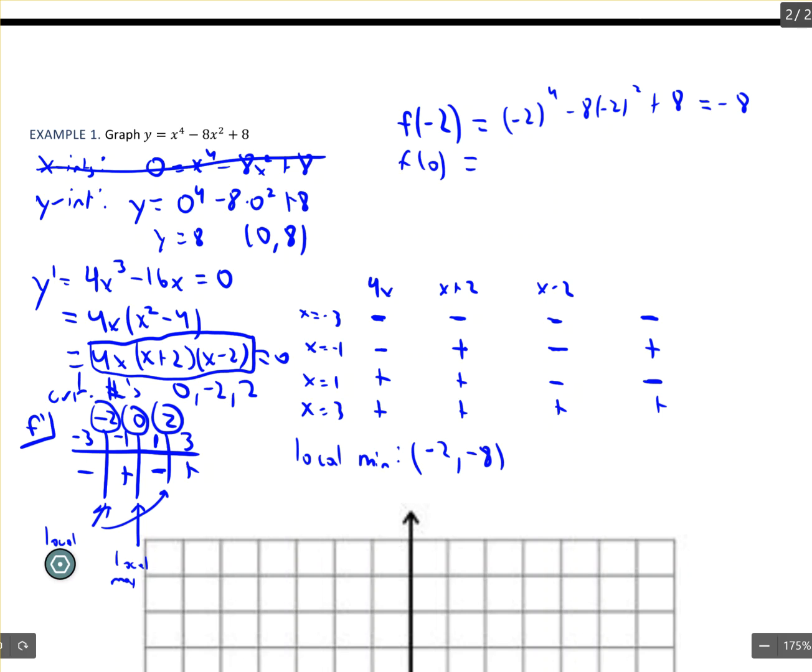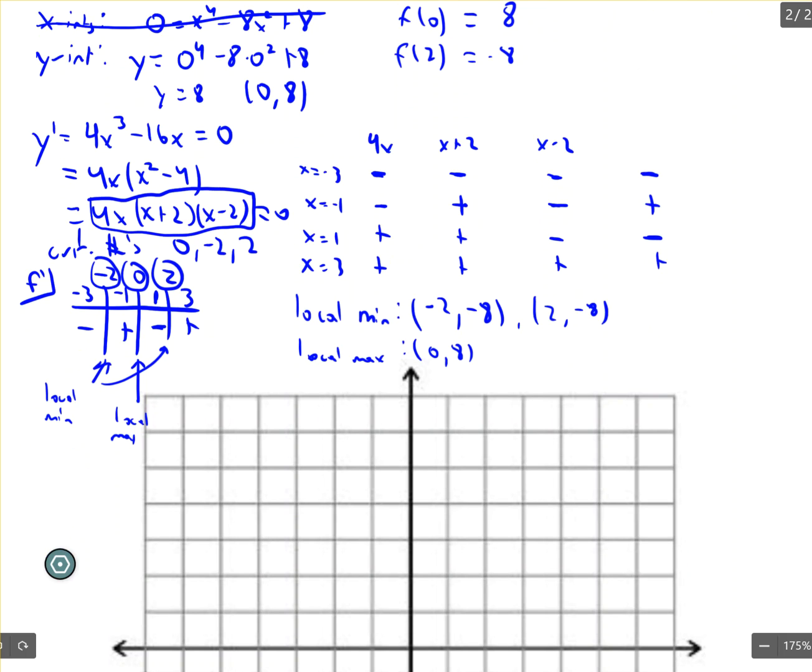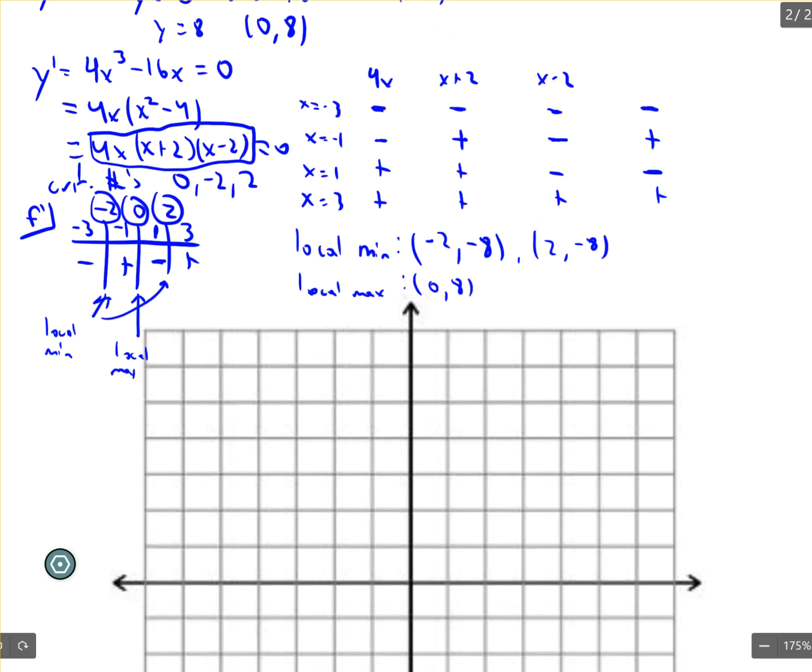Let's plug in 0. Well, that's nice and easy. We already actually kind of did that. 0 to the fourth minus 0 squared plus 8 gets me 8, so 0, 8. Then f of 2 is going to give me the exact same value as what I got up above, so I get -8. So my local minimums are at -2, -8, and 2, -8. And then I have a local max at 0, 8.